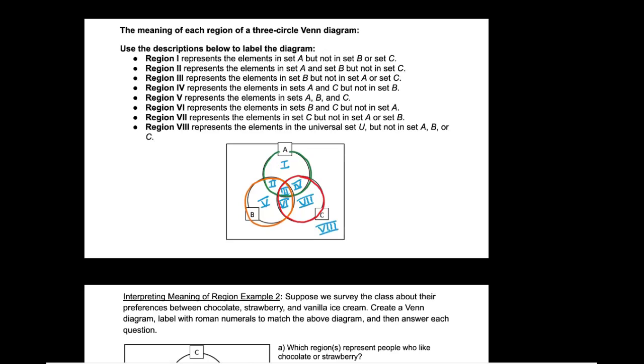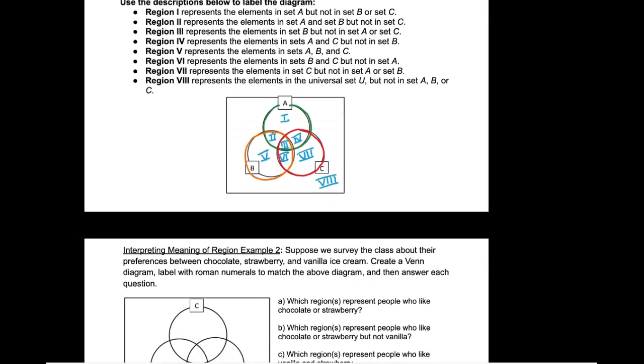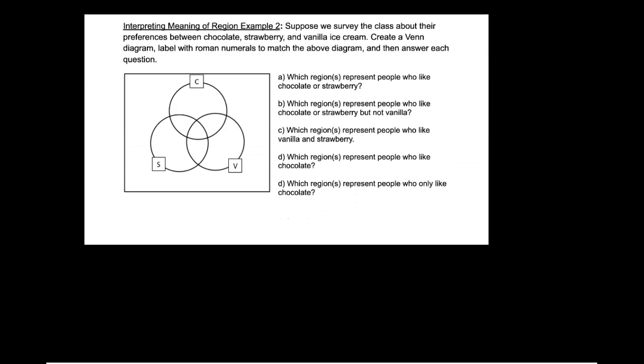So this is something it's helpful to just keep handy in case you need to refer to it, but it's not anything that you want to memorize. I think the best way to go about learning how to put some meaning and context to these is to do an example like we have here. So suppose we survey the class about their preferences between chocolate, strawberry, and vanilla ice cream. So really similar to the last example, just with another circle.